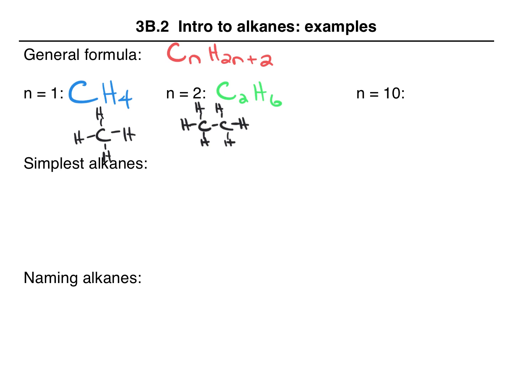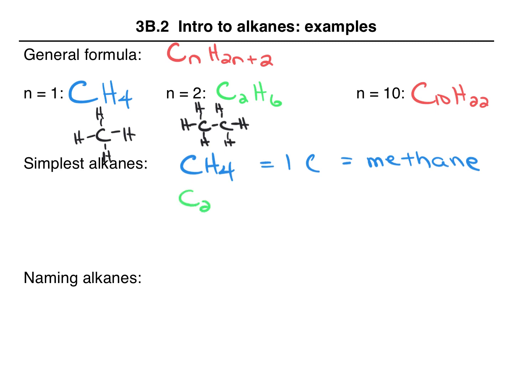So now let's look at one more example using C10. That gives us H22. By knowing this formula, we can easily determine how many hydrogens there are supposed to be given a particular number of carbons. As we think about our simplest alkanes, we have CH4. Here we have just 1 carbon, and this is called methane. With 2 carbons, we have C2H6. So 2 carbons is called ethane.